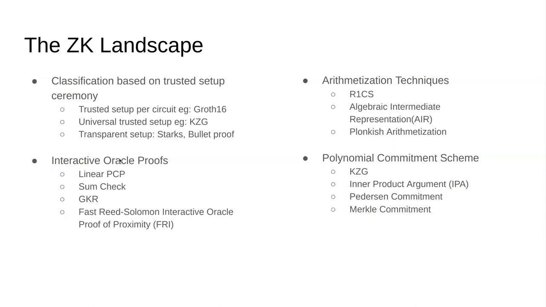So all these are interactive oracle proofs. We also have the polynomial commitment scheme, because we need the interactive oracle proofs together with the polynomial commitment scheme. We need a way to commit the prover to the polynomial. Just imagine, if everybody could play best of N in their head, everybody would win, right? So the essence of the commitment is to make sure that when you say something, you cannot change your mind.